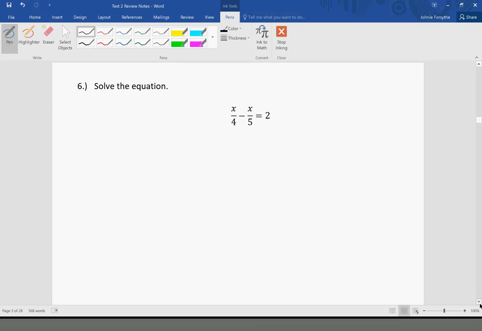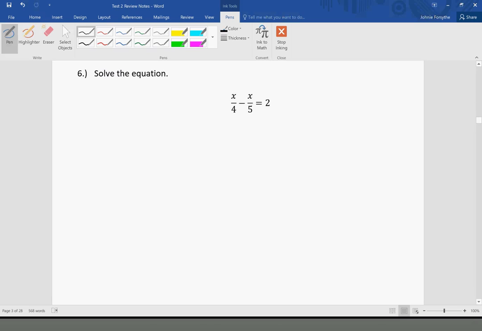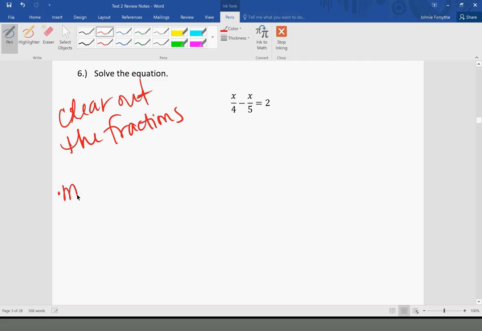Okay, number 6, solve the equation. So I have fractions in this equation, so one helpful strategy to solve these type of equations is to clear out the fractions. And this is how we do that. So we're going to multiply everything in this equation by the least common denominator.